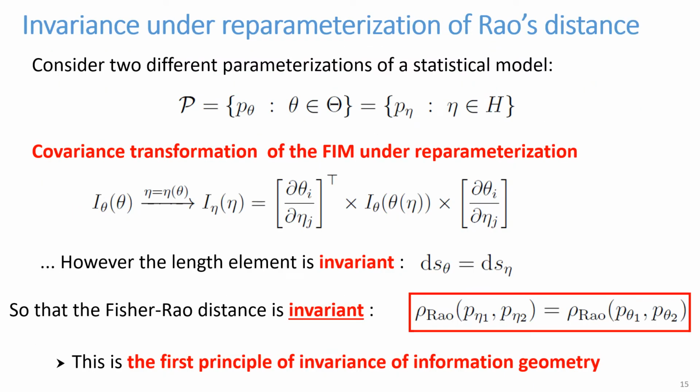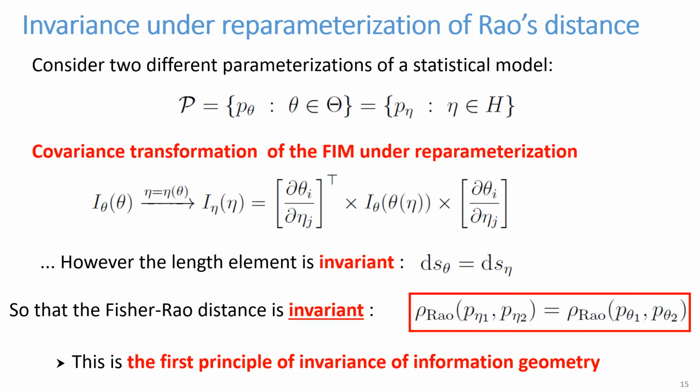Consider two parameterizations by theta and eta of a statistical model P. The Fisher information matrix depends on the choice of the parameterization. We can transform the Fisher information matrix with respect to theta to the Fisher information matrix with respect to parameter eta by the following covariance matrix transformation, where we use the Jacobian matrix transformation of theta with respect to eta.